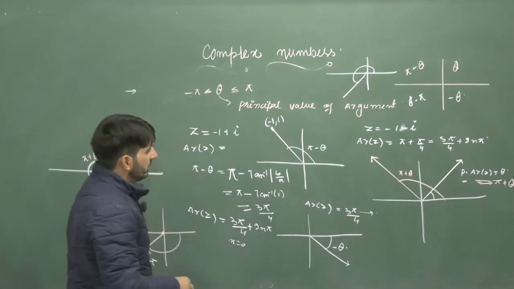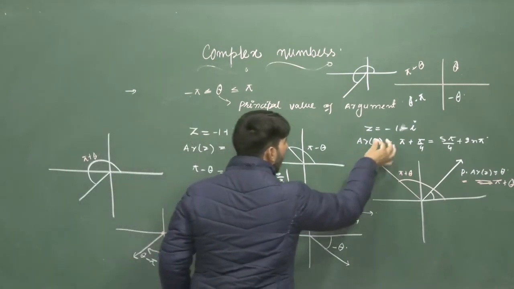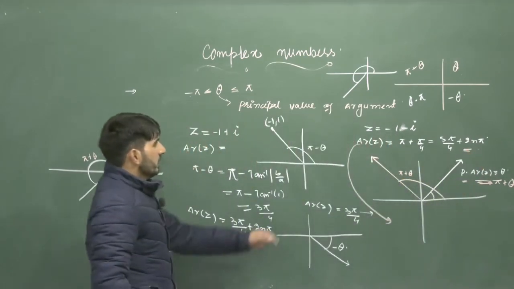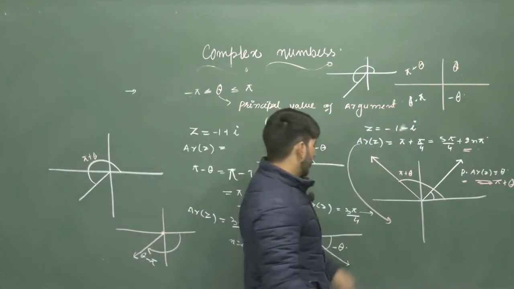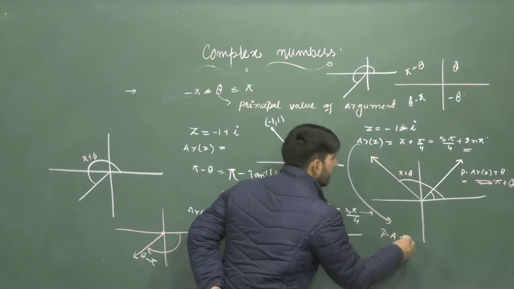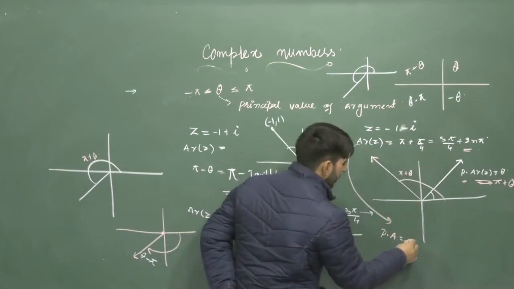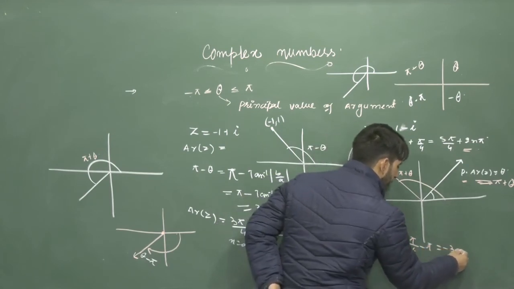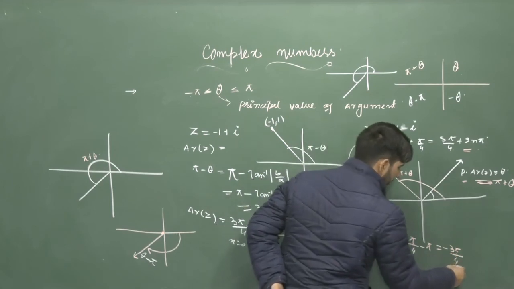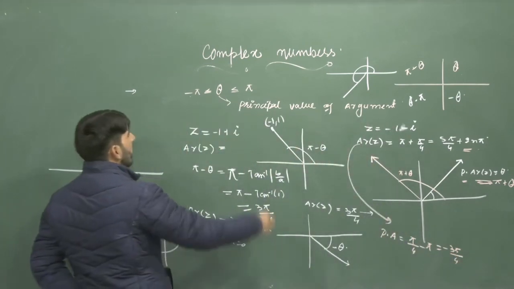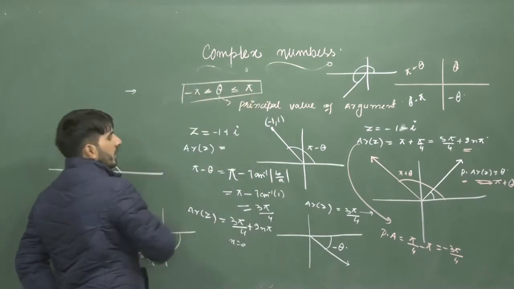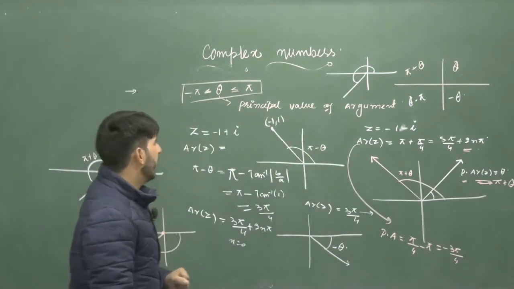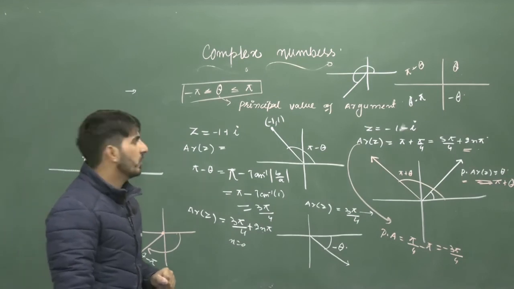So here, the principal argument of this complex number, this is the argument of this complex number. This complex number lies in the third quadrant. Therefore, the principal argument is theta minus pi. Theta is pi by 4, minus pi, this is minus 3 pi by 4. And minus 3 pi by 4 lies in this given interval. Therefore, this is the principal argument of this complex number. So this is the procedure for how to find the argument and the principal argument of a complex number.